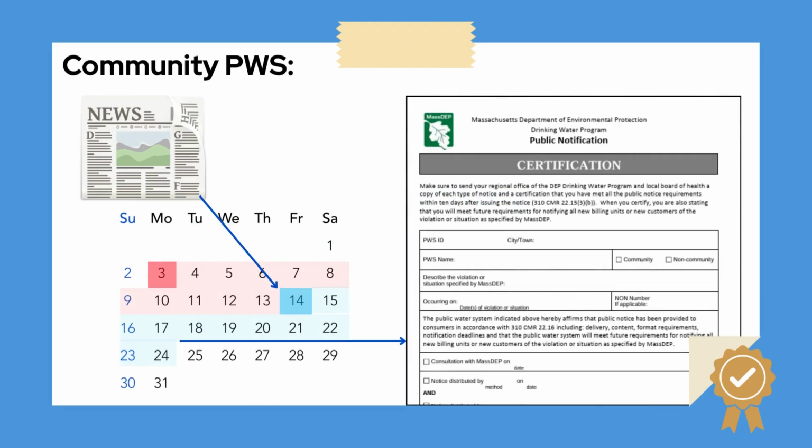Within 10 days of finalizing all Tier 1 public notice required activities, community systems must certify that your notices were distributed and distributed on time by submitting the public notice certification form within 10 days after you have published the Tier 1 public notice within your local newspaper as a one-day advertisement.